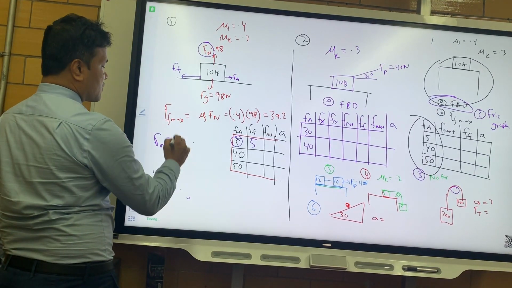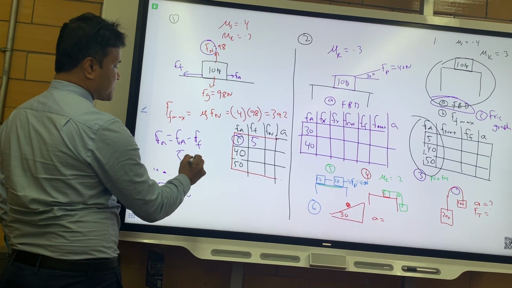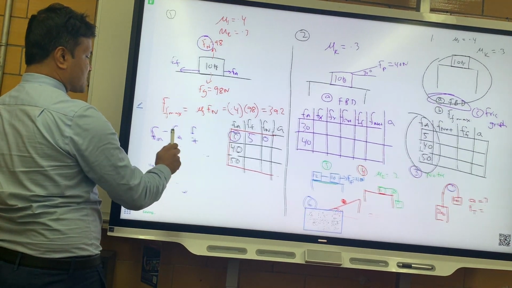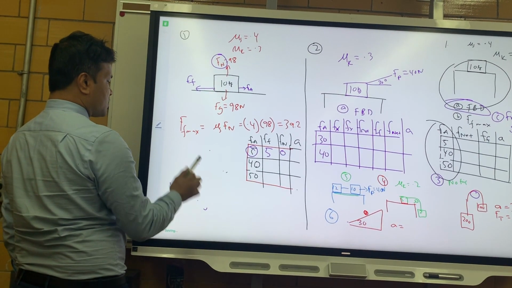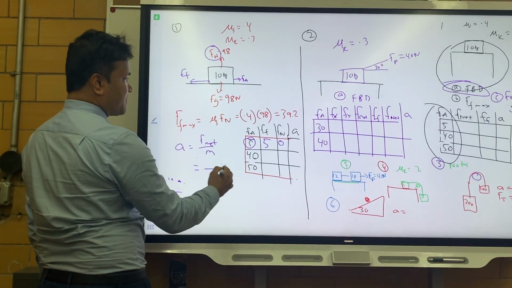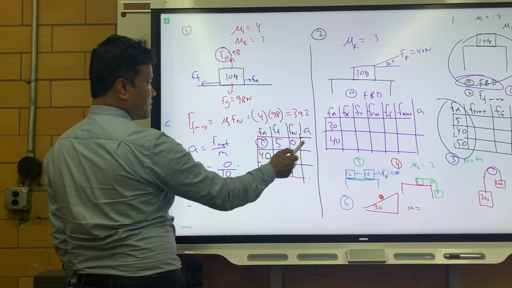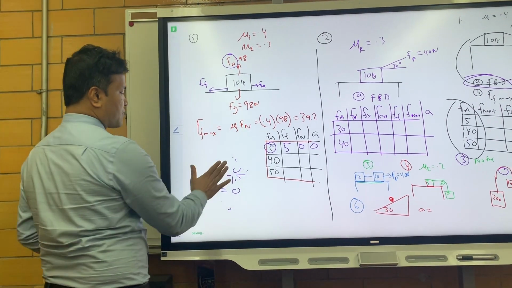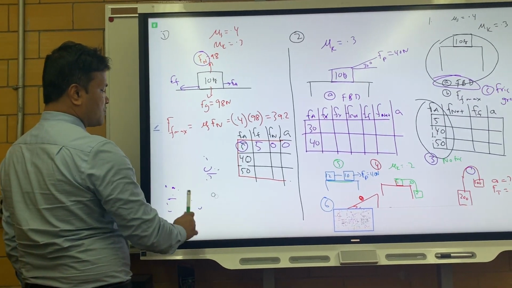Now, net force is equal to applied force minus force of friction. So 5 minus 5 is 0. Now you're going to do the acceleration. Newton's second law, A is equal to F net over m. So F net must be 0 and m must be 10. 0 over 10 is 0. Okay, now we're going to do the next one.